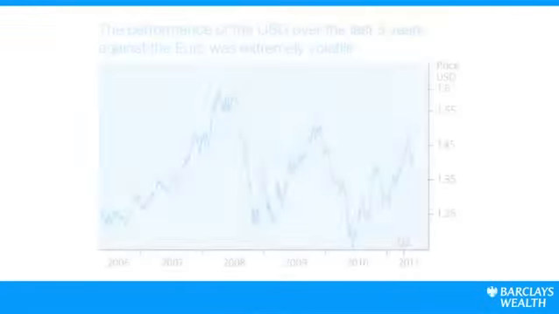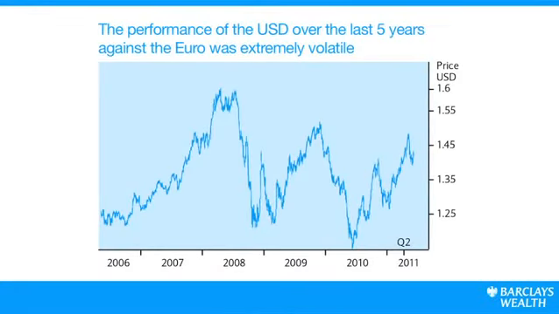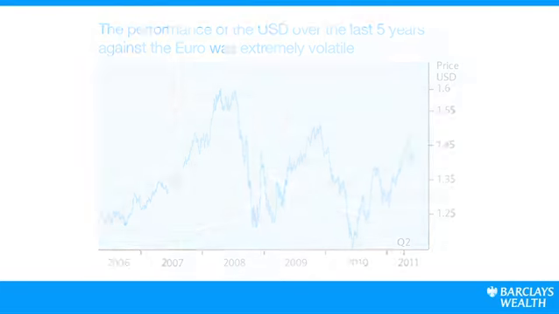volatile. By way of an example of how volatile this has been, take a look at the graph which shows how the US dollar and euro have performed over a 5-year period. Between 2008 and mid-2011, performance was particularly volatile, and at the highest point, the euro was worth 1.60 US dollars. However, at the lowest point, the euro was worth only 1.19 US dollars, a difference of 41 US cents in the space of 3 years.